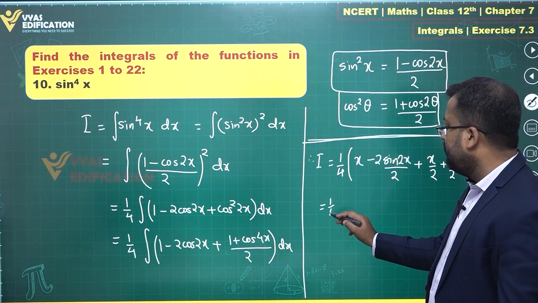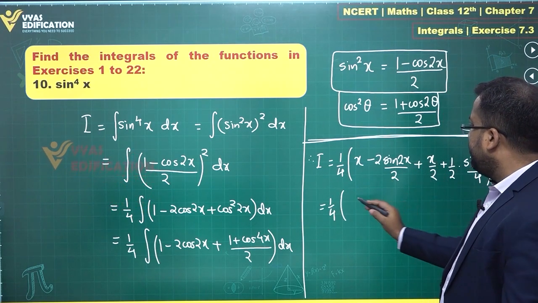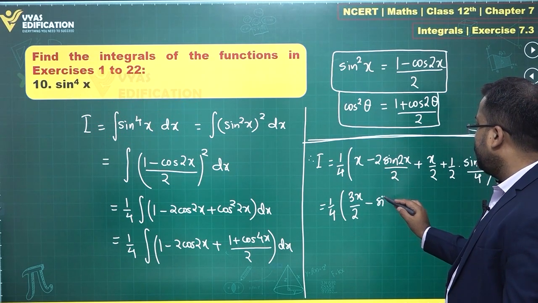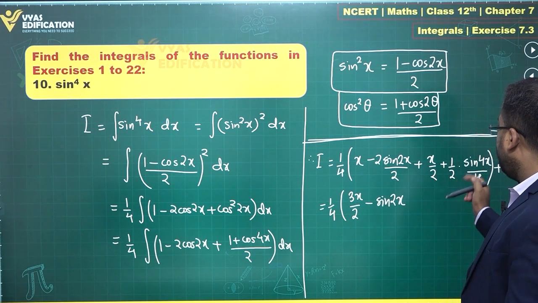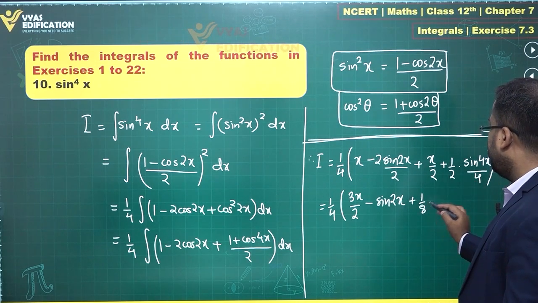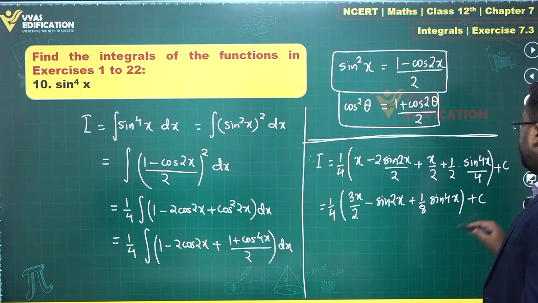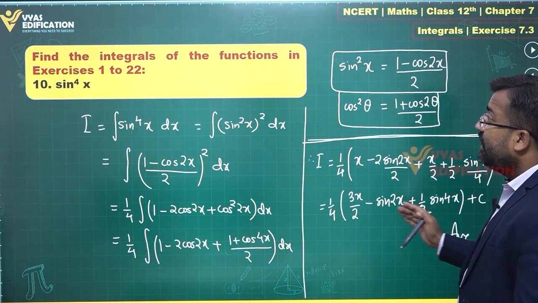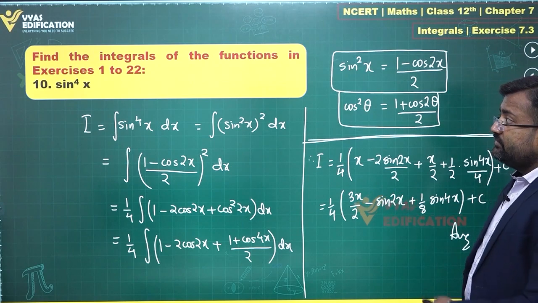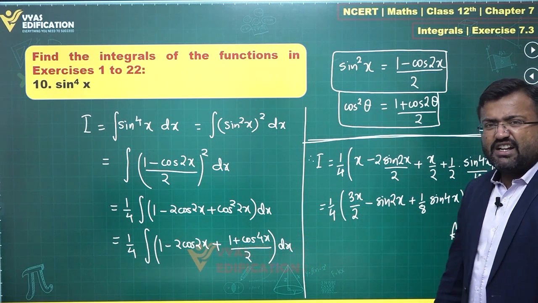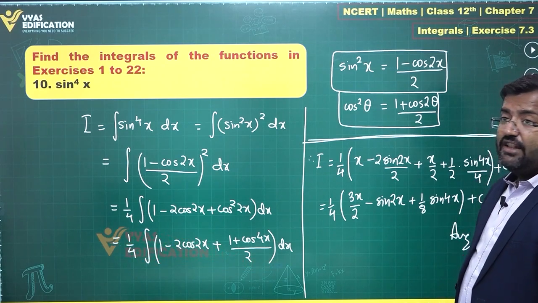1 by 4 is waiting outside. x plus x by 2 is 3x by 2, minus sin 2x, plus 1 by 8 sin 4x within the bracket, plus constant. And yes, that is the required integral. That's the final form in which we need the integral. At most, you can multiply this 1 by 4 inside. That is all we need to do. This is the 10th question for us.